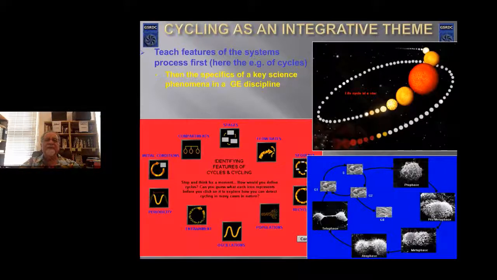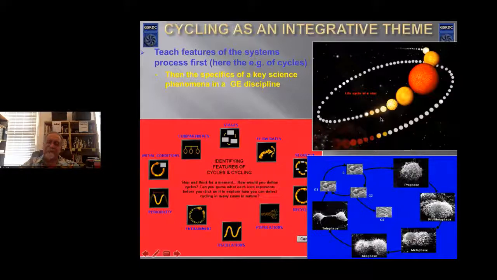We could teach features of the systems process first. For example, what to look for in cycles: stages, and a sequence that's required, an obligate sequence. Then the specifics of a key science, like the life cycle of a star. In one picture here, it shows our star as it was forming. We're about right here, so we have a long way to party yet before it becomes a red giant and we're wiped out.